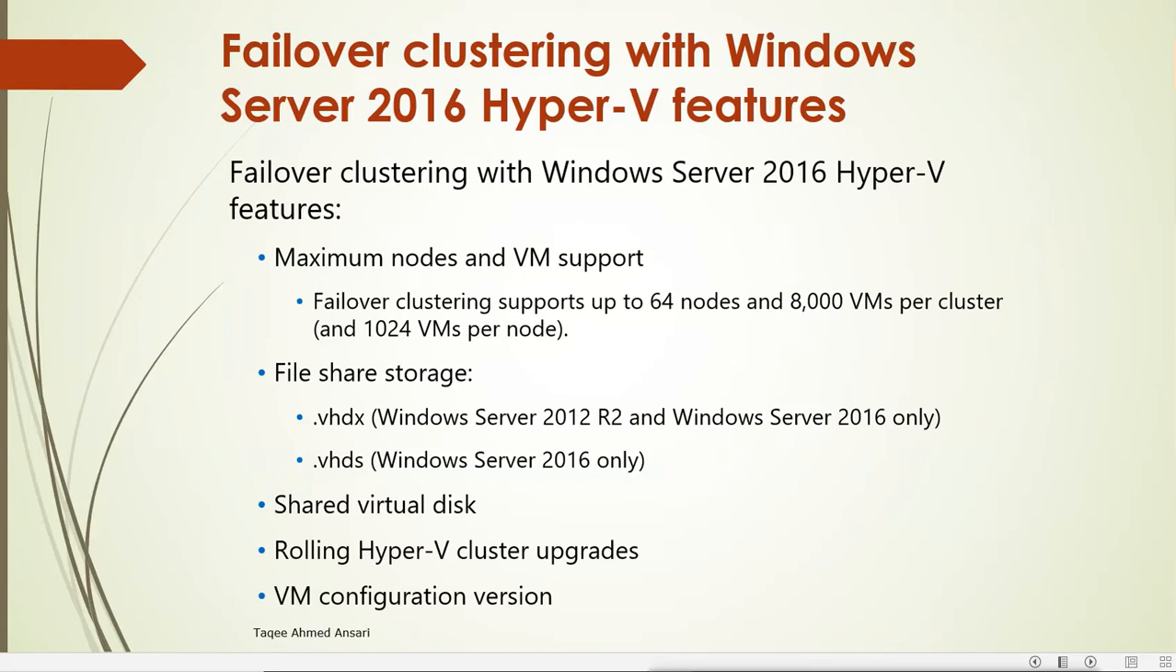Now, failover clustering with Windows Server 2016 Hyper-V features. What are the features we have? Failover clustering with Windows Server Hyper-V features include maximum nodes and VM support. Failover clustering supports up to 64 nodes. That means we can combine 64 nodes to create a failover cluster, and we can create 8,000 virtual machines per cluster and 1024 VMs per node.